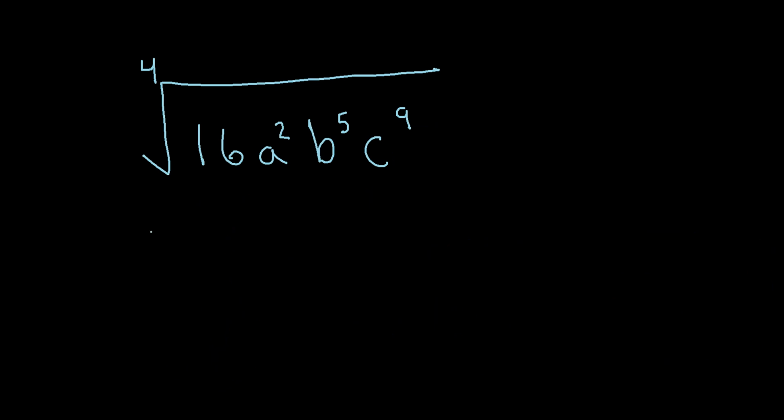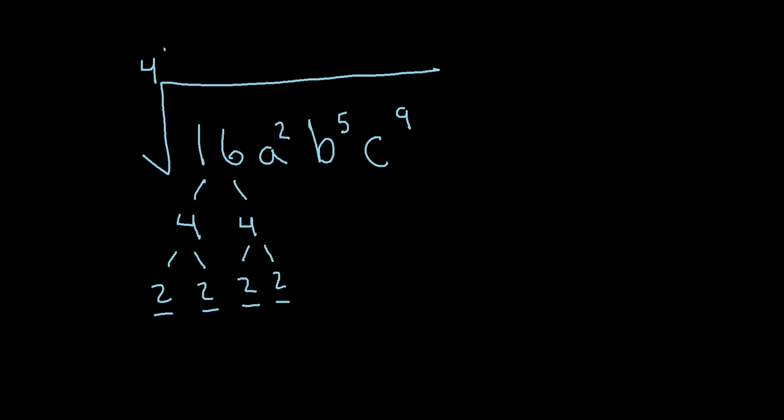All right, let's try one more example. Let's say we have the fourth root of 16a squared, b to the fifth, c to the ninth. How can we simplify this radical? Well, we'll start by focusing on the 16. Let's factor this into 4 and 4. And each of these can then be factored into 2 times 2. So here's another 2 times 2. So these are all prime numbers, so we're done with our factorization.